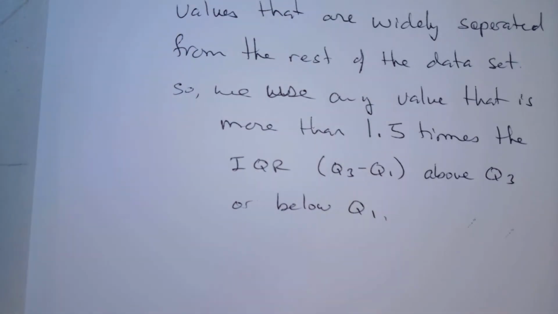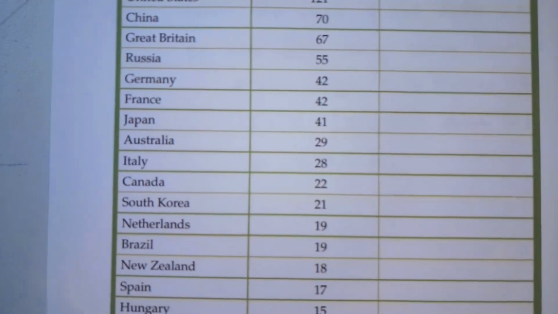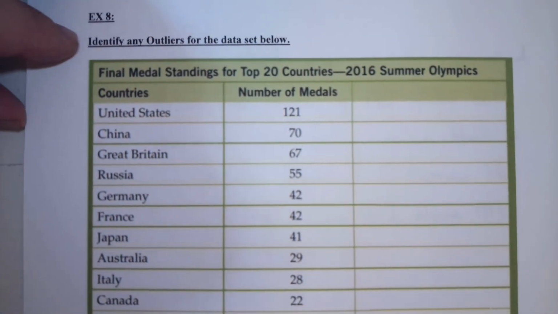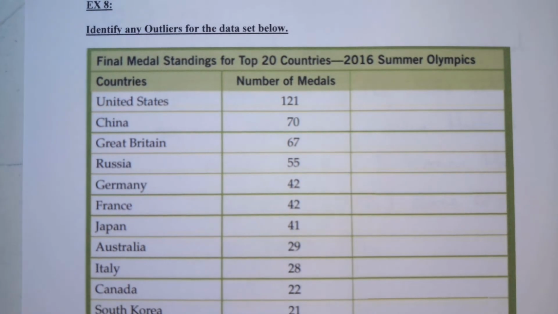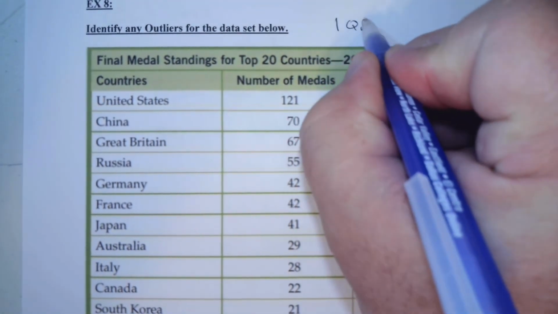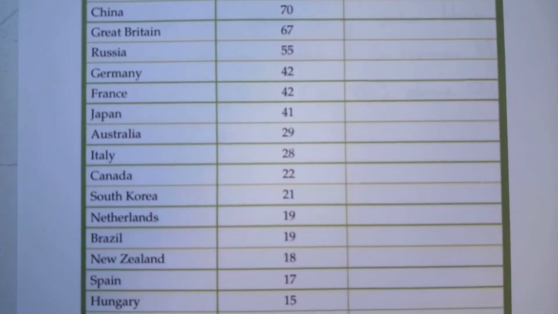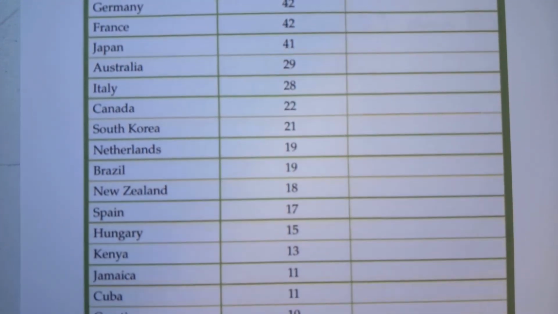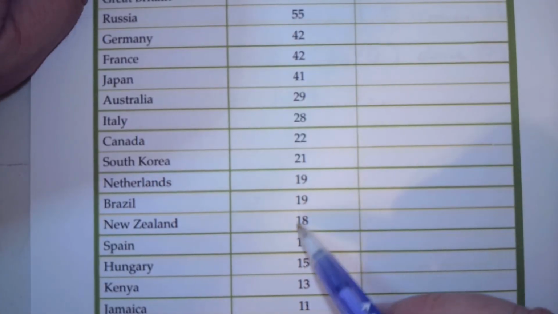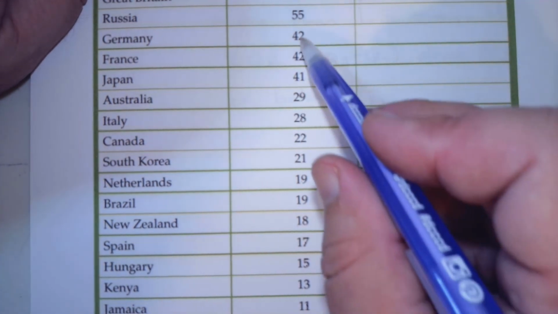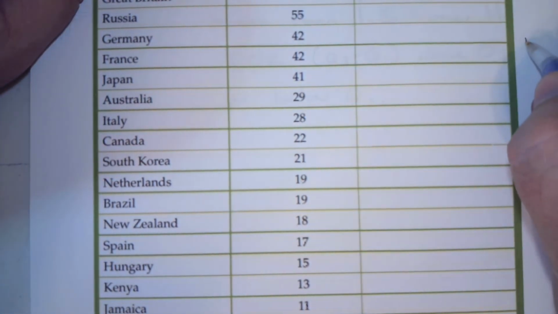All right, now, next topic. Oh, let me do this example here. Let's find the IQR here. You have the 2016 Olympics, all these countries. We have 1, 2, 3, 4, 5, 6, 7, 8, 9, 10, 11, 12, 13, 14, 15, 16, 17, 18, 19, 20. N equals 20.